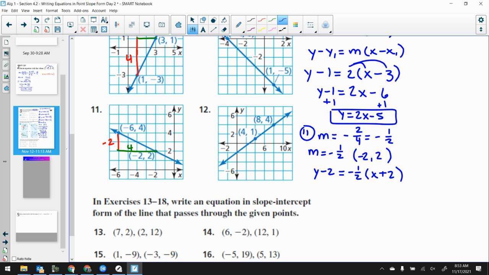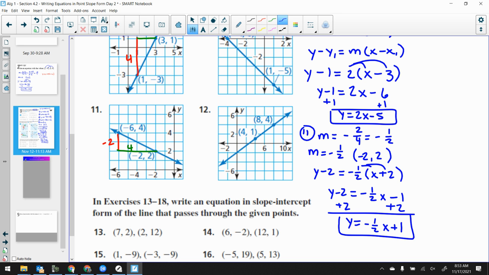And now we just distribute the negative 1/2. So we got y minus 2 is equal to negative 1/2 x. And then negative 1/2 times positive 2, well, that's a negative. 1/2 of 2 is 1. And now we add the 2 over to the other side. So I get y is equal to negative 1/2 x plus 1. Questions about that?